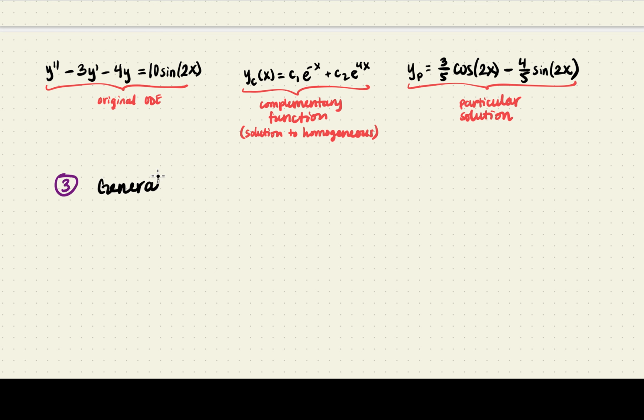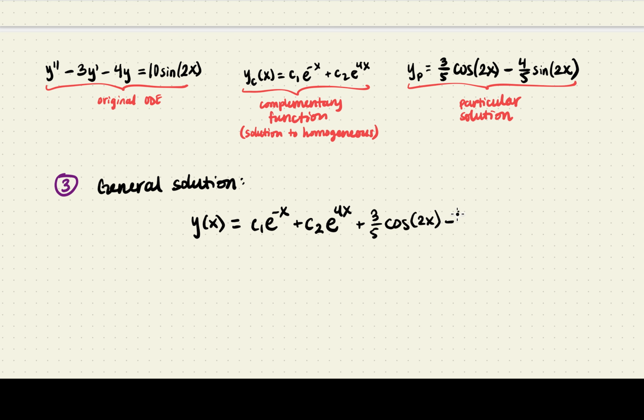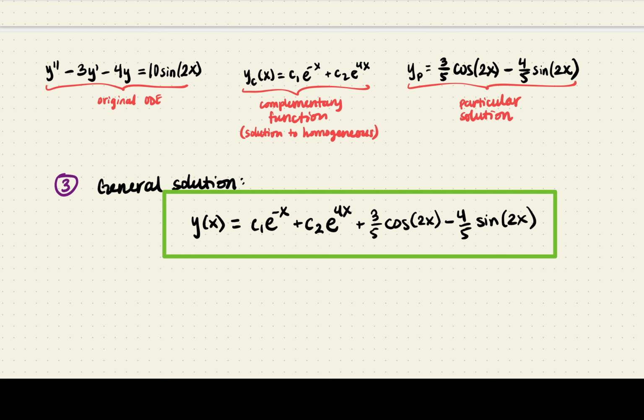So the general solution to the inhomogeneous problem is y of x equals, and it's just the sum of y sub c plus y sub p. So c1 e to the negative x plus c2 e to the 4x plus 3/5 cosine 2x minus 4/5 sine 2x. This is our general solution to the inhomogeneous problem.